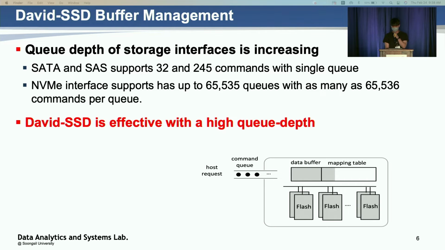To realize this goal, we exploit the deep queues available in today's storage protocols. While older interfaces such as SATA and SAS only support up to 32 and 256 command queuing, respectively, NVMe allows up to 64K commands per queue. Such ample queuing allows us to implement efficient buffer management that minimizes the amount of data that needs to be protected by the capacitor.